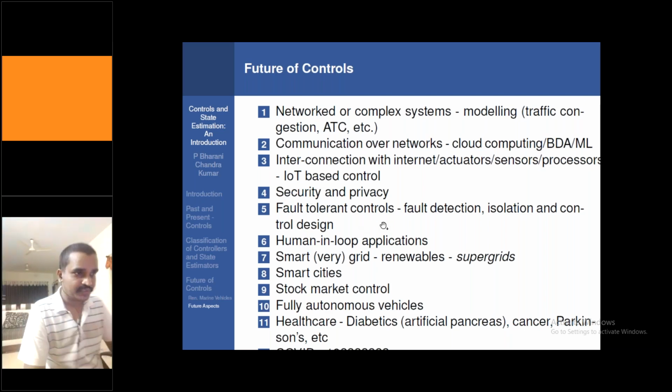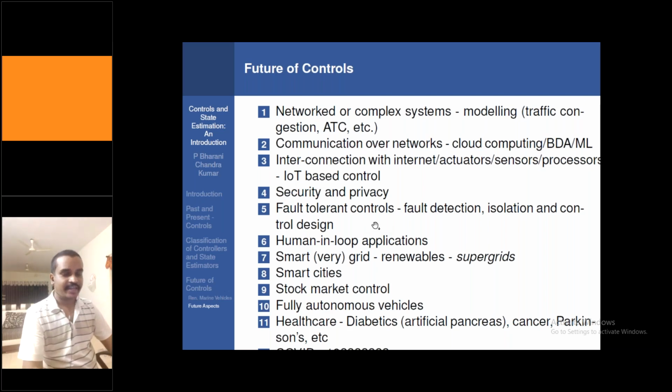Fault tolerant controls. If one of your sensors is faulty, you're using three sensors for our pressure DC motor. If you assume three current sensors, if one of them is faulty, then what will you do? If two of them are faulty, what will you do? If all of them are faulty, then what will you do?